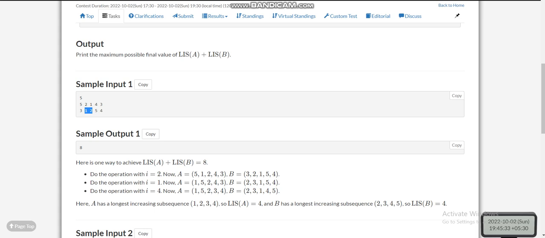Similarly, in the second case they are choosing i equals 1. So they will swap 5 and 1 here and 3 and 2 here. At the third operation they are choosing i equals 4, so they will swap 4 and 3 here and 5 and 4 here. So the final arrays will become A: 1 5 2 3 4 and B: 2 3 1 4 5. For A, 1 2 3 4 is the LIS. For B it is 2 3 4 5. So the answer will be 4 plus 4 equals 8.